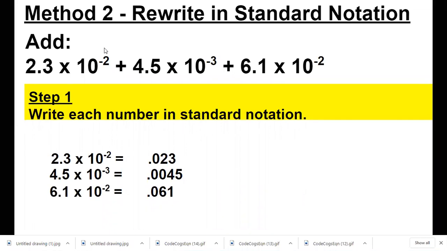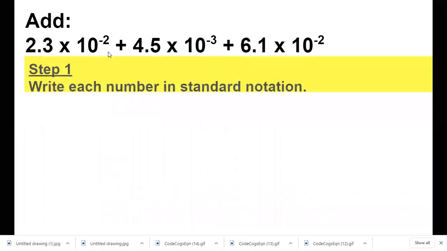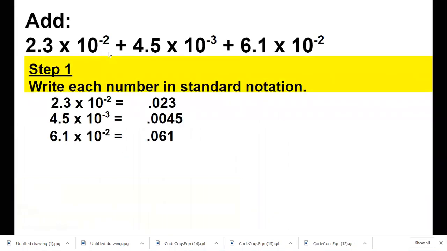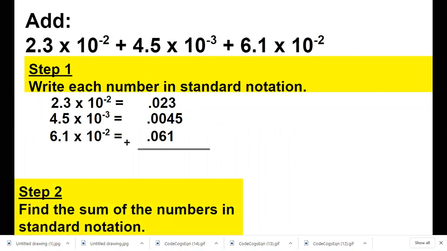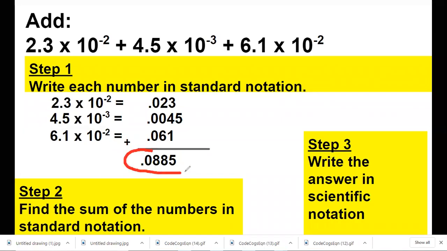That moves the decimal 1 left, and then we just add our numbers, our multipliers. So let's go to that screen again, add our multipliers, and we get 0.0885. That's not between 1 and 9.99. So we do have to do the final step, write the answer in scientific notation. How do we do that? We need to get this number to a number between 1 and 9.99.